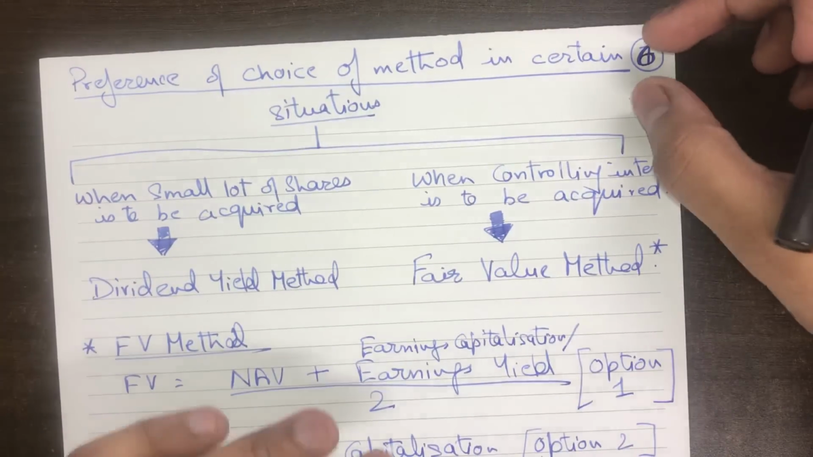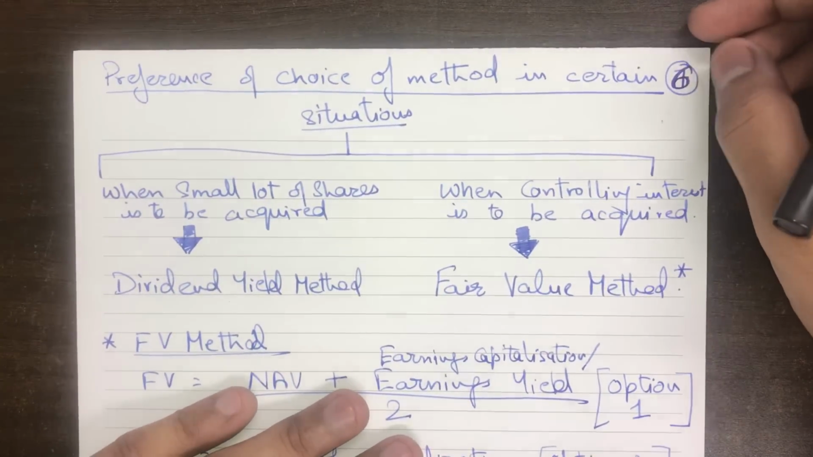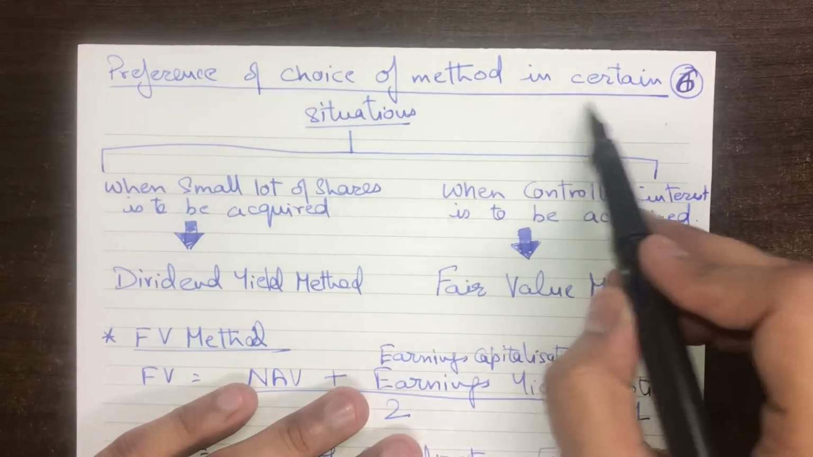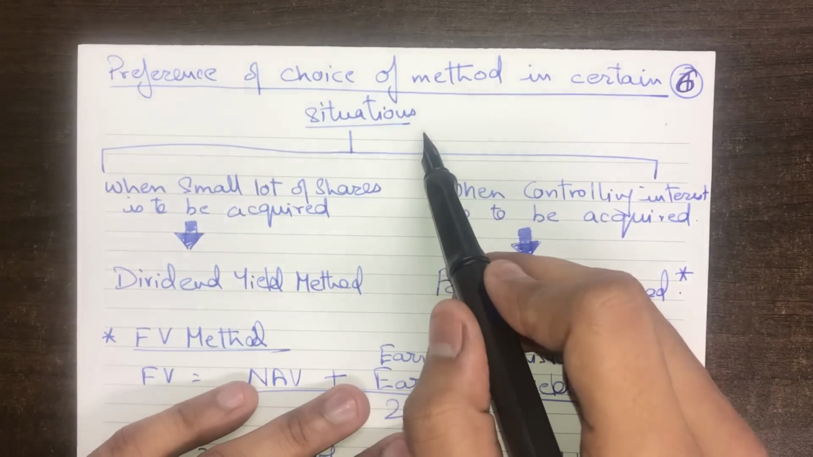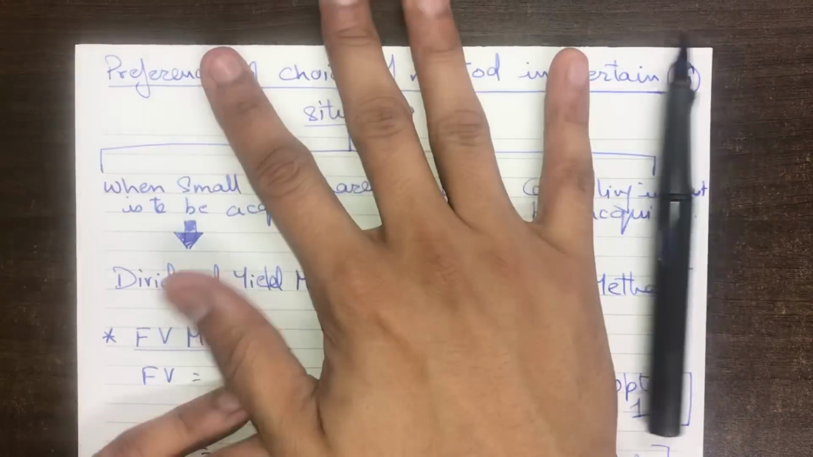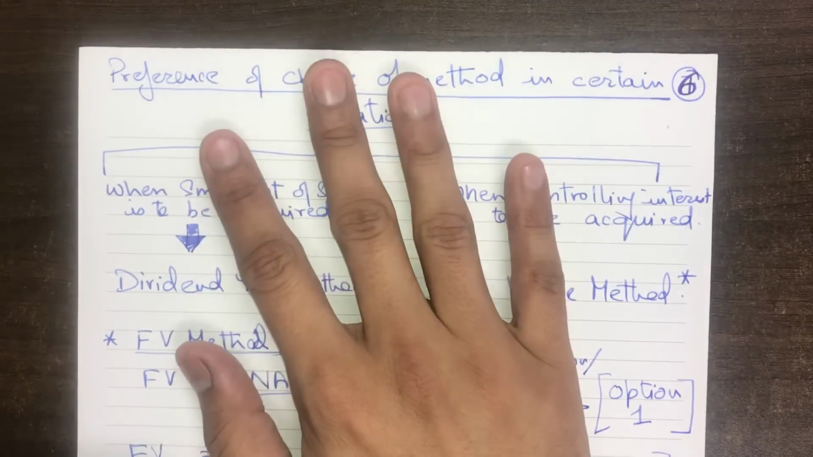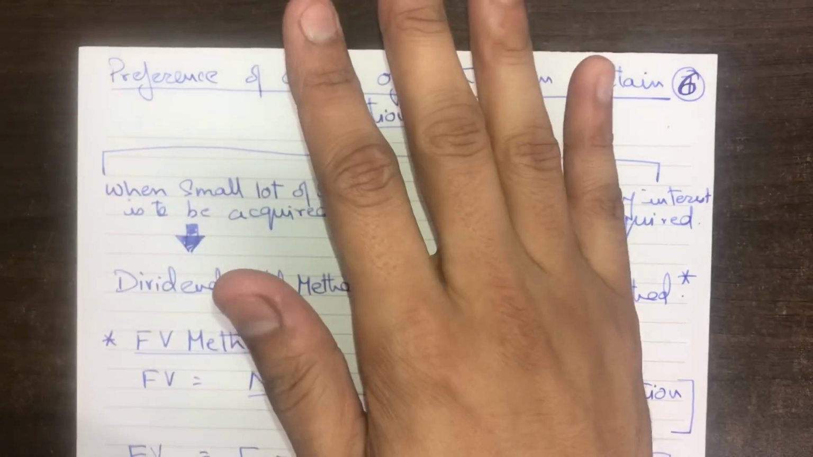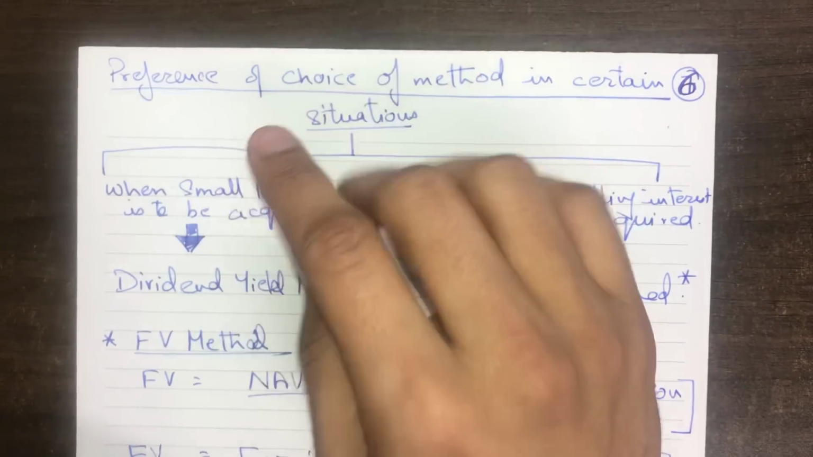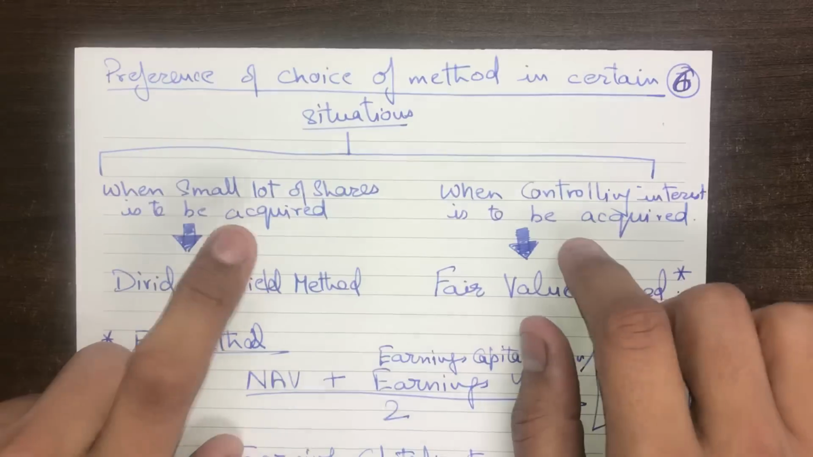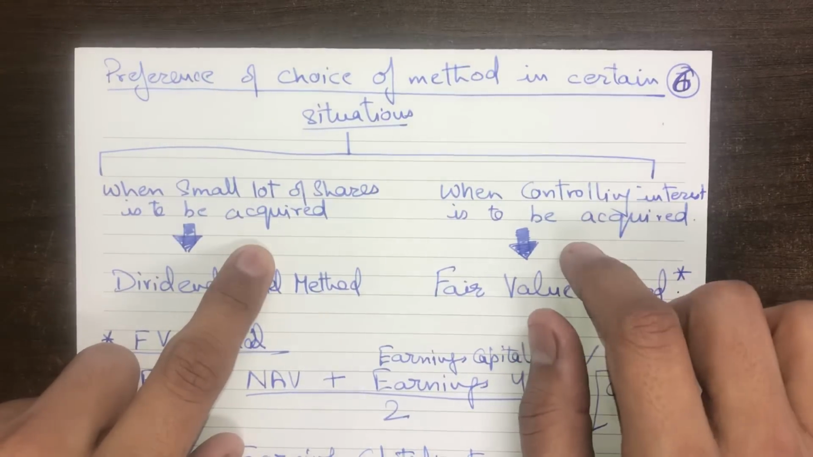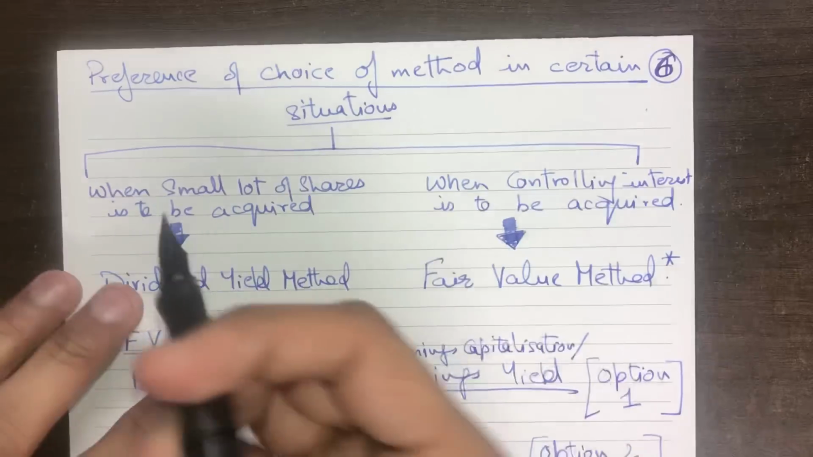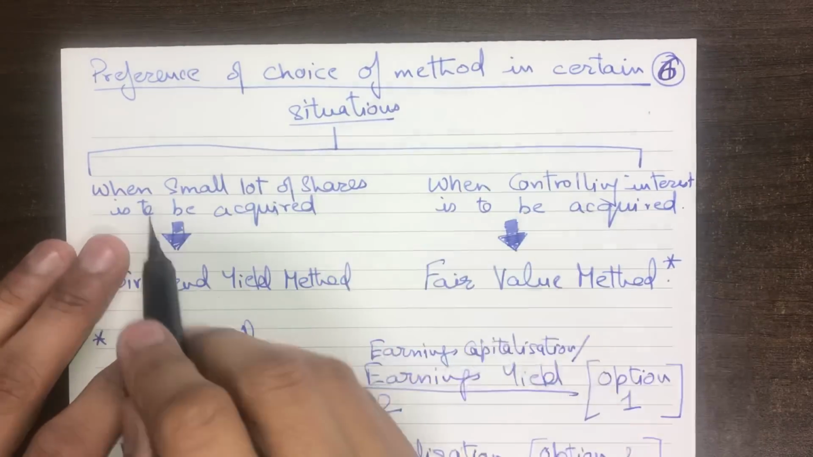Now, one very important topic which sometimes comes in the examination is preference of choice of method in certain situations. So we have done 5 methods till date. I'll tell you 2 situations where I will prefer one method over the other. Although there is no preference as such, certain situations demand certain methods to be given priority as compared to other methods. So there are 2 situations.